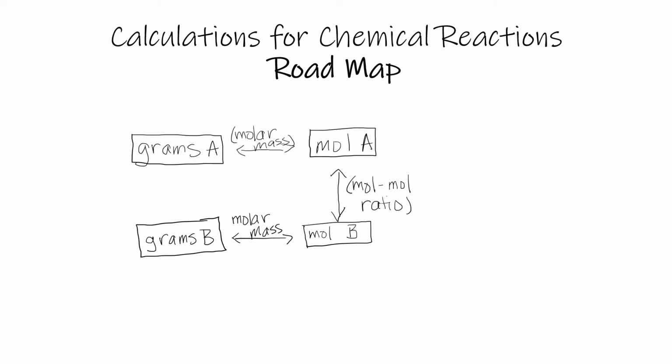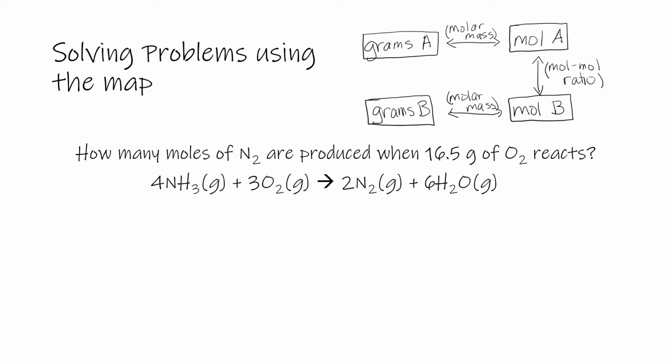Let's look at a couple examples of how we would use this to solve problems. I've just shrunk that roadmap down and it's up in the top corner there. Let's look at this problem here. How many moles of nitrogen are produced when 16.5 grams of oxygen reacts? And I've given you a balanced equation there.